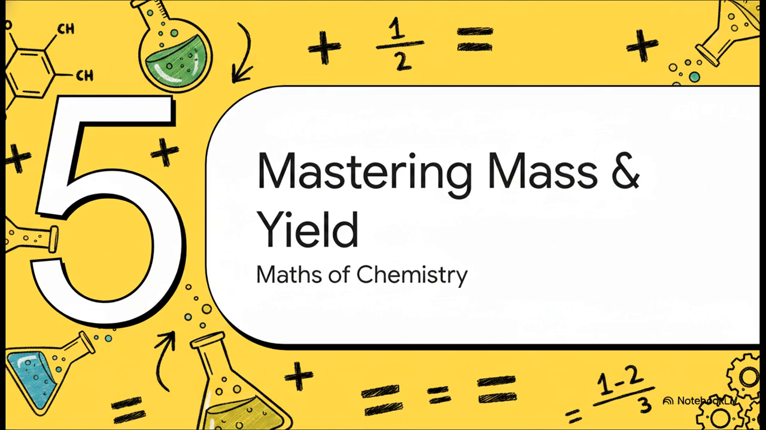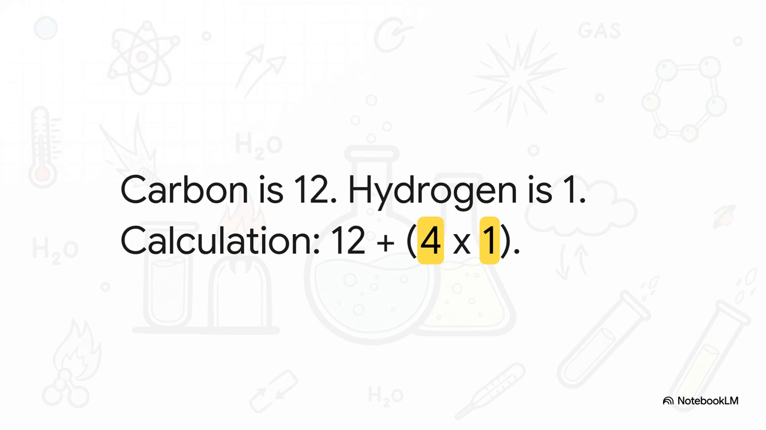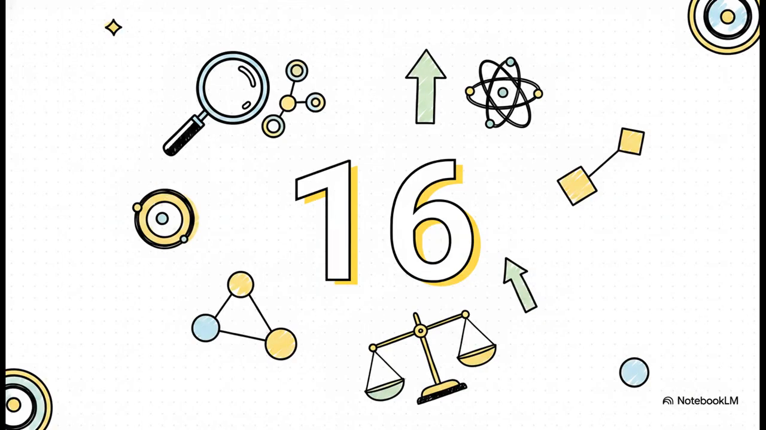Finally, part 5, mastering mass and yield. Home stretch now. Let's tackle the maths. And look, I know maths in chemistry sounds a bit daunting, but I promise, it's literally just simple adding up. First up, relative mass. To find the mass of a whole molecule, you just add up the masses of its atoms. Take methane, CH4. That's 1 carbon atom and 4 hydrogen atoms. On your periodic table, carbon is 12 and hydrogen is 1. So your calculation is simply the 12 from carbon plus 4 times 1 for the hydrogens. See, it's just 16. You've completely got this.